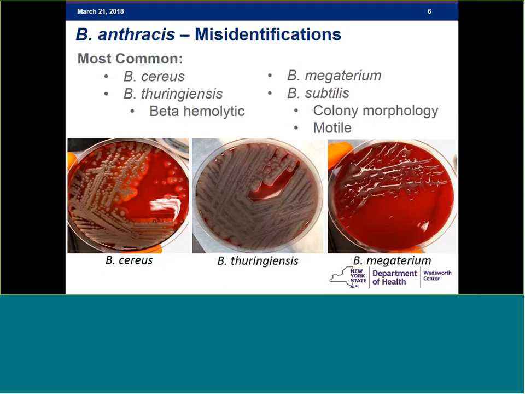B. megatherium and B. subtilis can be differentiated based on their colony morphology as well as their positive motility. In the pictures, you can see the beta hemolysis of B. cereus and B. thuringiensis, as well as the very mucoid appearance of B. megatherium. At Wadsworth Center, we routinely get roughly 200 samples for rule-out Bacillus anthracis, which is good because it shows that clinical laboratorians are following the appropriate algorithms to refer suspicious isolates. We can also perform speciation for Bacillus species when clinically relevant.